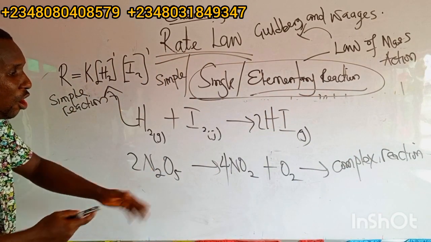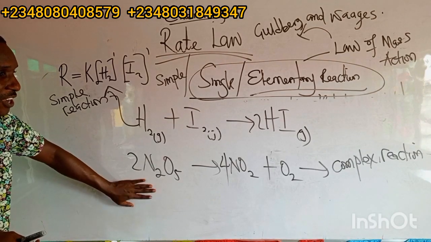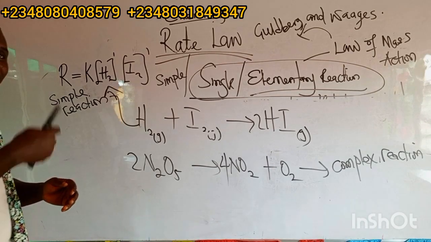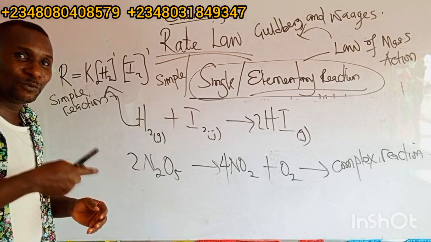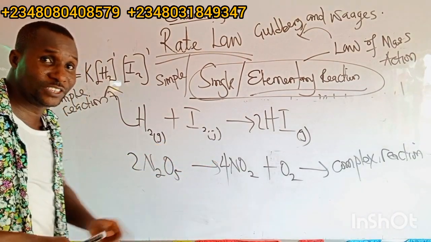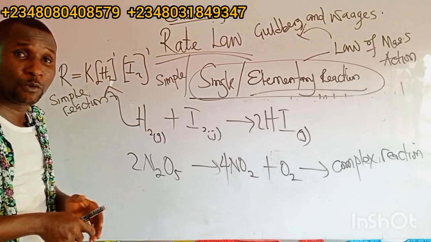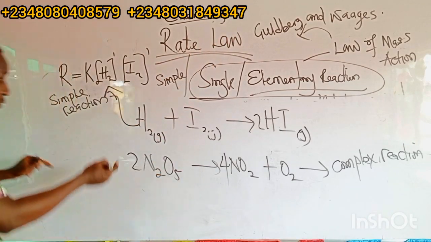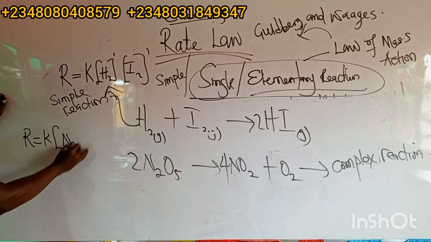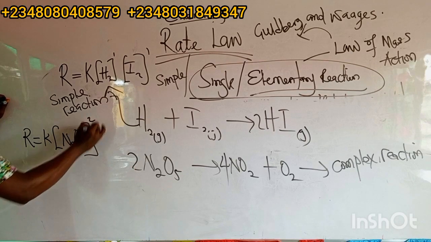You can't use the law of mass action to write the rate law for this, because the rate law shows the dependence, which is a complex dependence, between rate of reaction and concentration. Because this is a complex reaction, you can't use the law of mass action postulated by Guldberg and Waage. If you wanted to use the law of mass action, you would have R equal to K times N2O5. What is the mole? The stoichiometric coefficient 2. Now put 2.